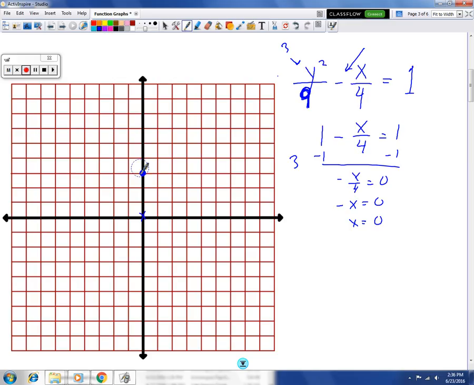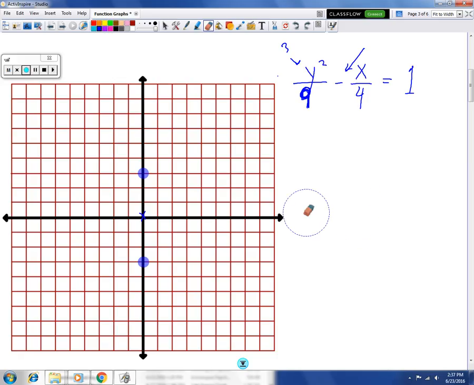Let's make that bigger. All right, so 0, 3. 0, negative 3 would also work. So what would my other 2 points be? Well, look at the denominator of x squared. That should have been x squared. One more time.